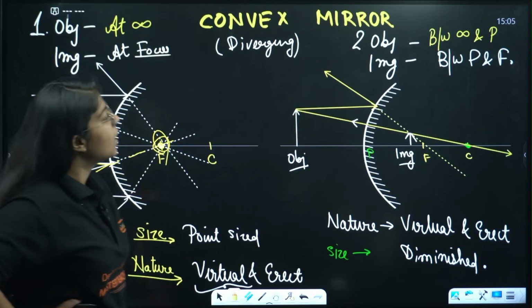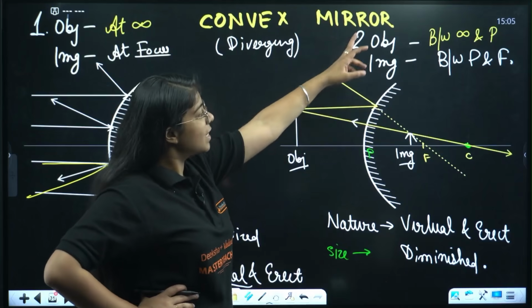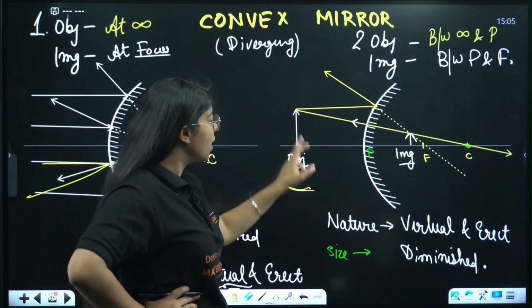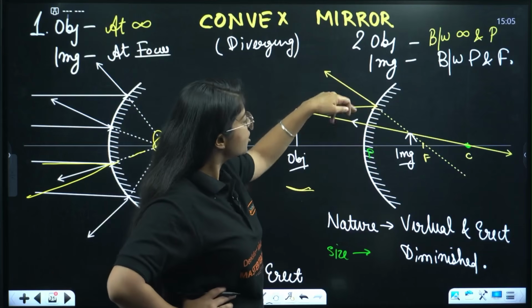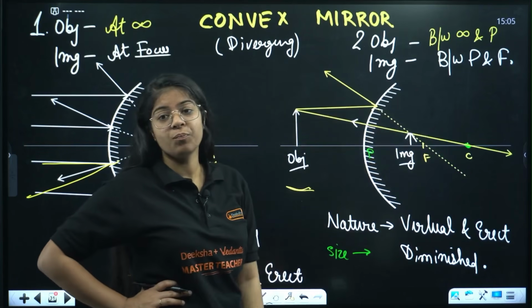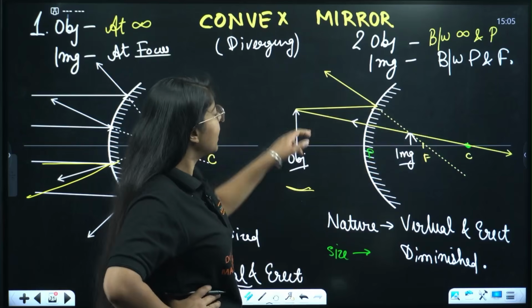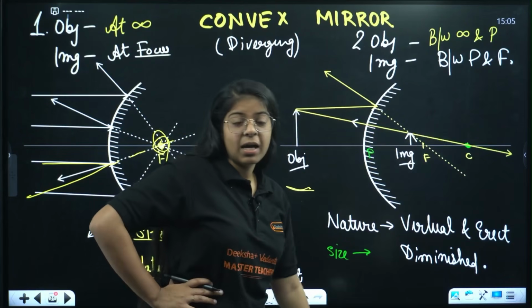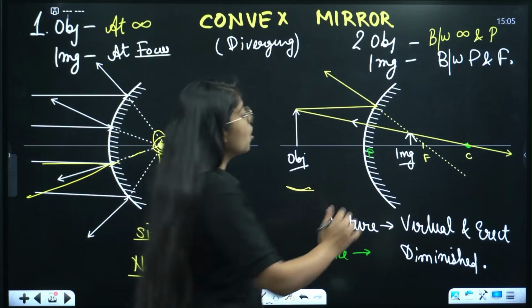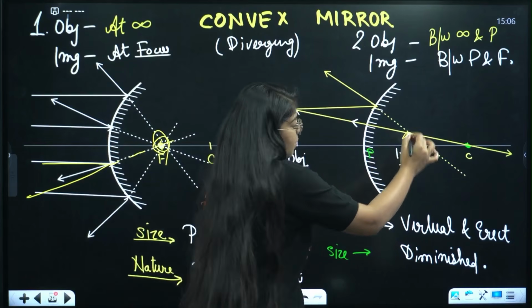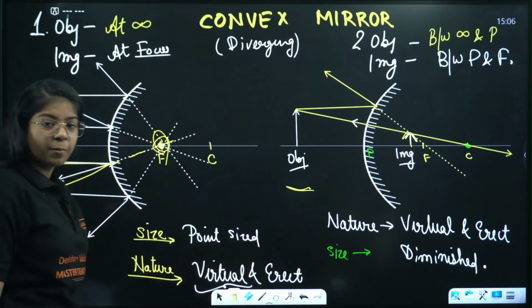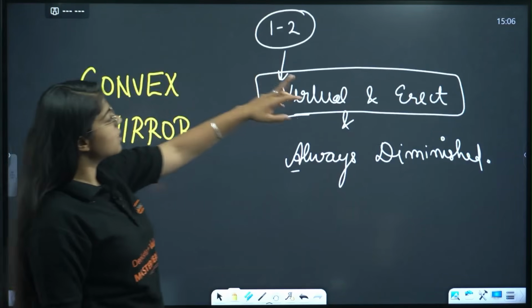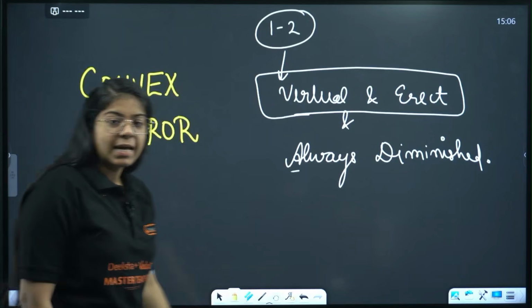Right? Then the second case, object is anywhere between infinity and pole, so I placed object here. One ray goes parallel, diverges, but we extend back, it is passing through focus. Then the another ray goes, diverges back, but we see it is passing through the center of curvature. So this is where the image is formed. Then both cases of convex mirror done. Again, first two cases, both are virtual and erect, always diminished.